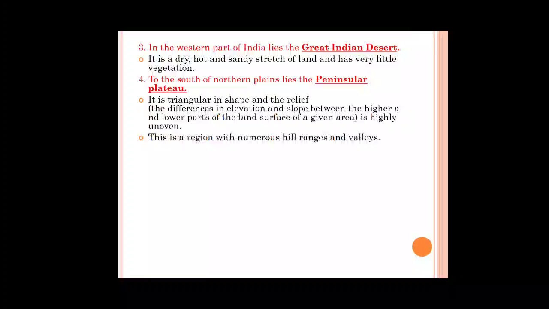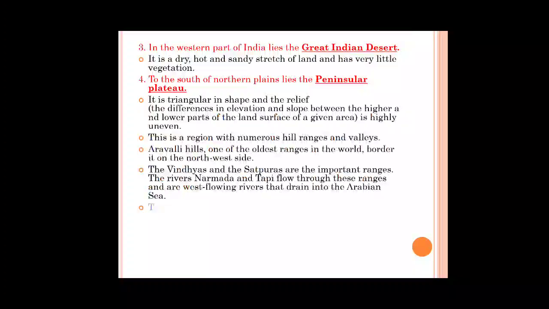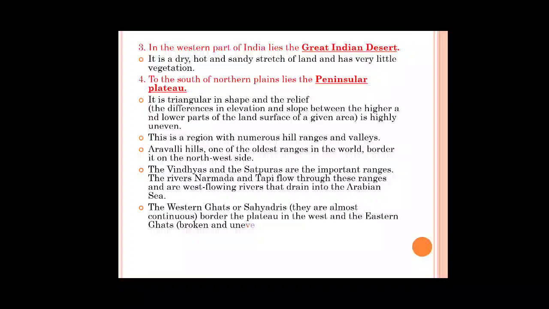The Western Ghats or Sahyadris border the plateau in the west and the Eastern Ghats provide the eastern boundary. While the Western Ghats are almost continuous, the plateau is rich in minerals like coal and iron ore. To the west of the Western Ghats and the east of the Eastern Ghats lie the coastal plains. The western coastal plains are very narrow. The eastern coastal plains are much broader.